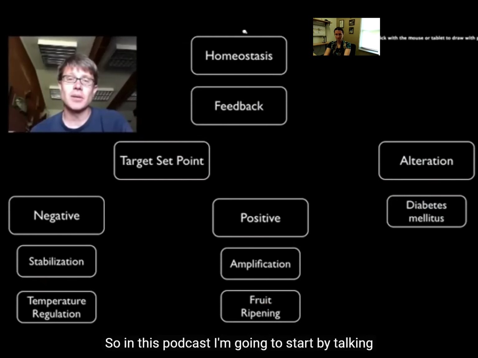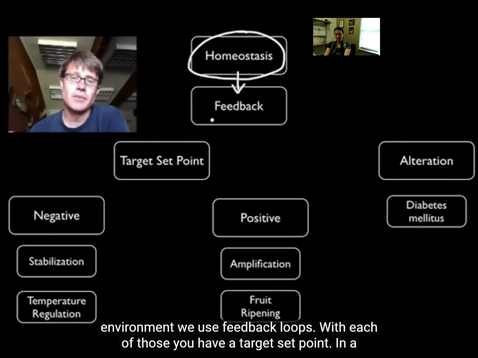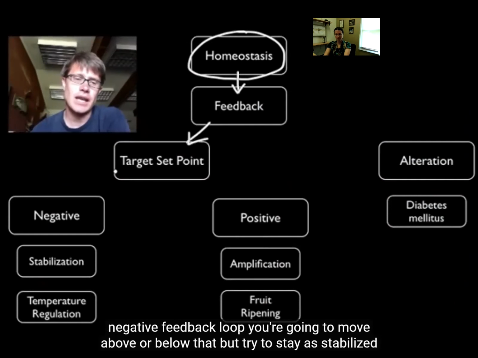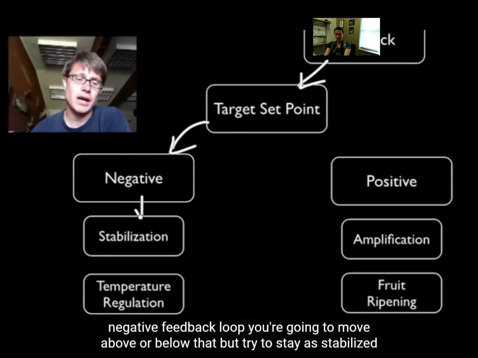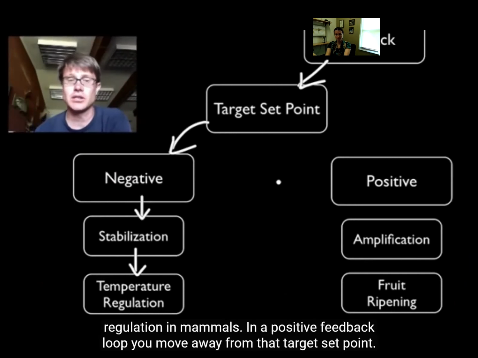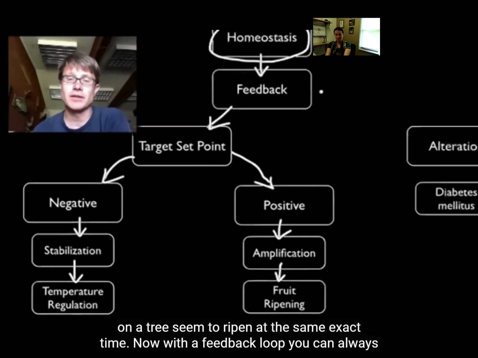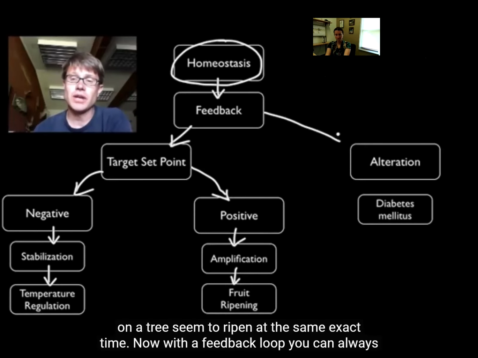So in this podcast, I'm going to start by talking about homeostasis, and that's our internal environment. And to maintain a stable internal environment, we use feedback loops. With each of those, you have a target set point. In a negative feedback loop, you're going to move above or below that, but try to stay as stabilized, and so you're as close to that as you possibly can be. Example I'll give you is temperature regulation in mammals. In a positive feedback loop, you move away from that target set point, so you amplify that. Example I'll give you is fruit ripening, why all the apples on a tree seem to ripen at the same exact time.